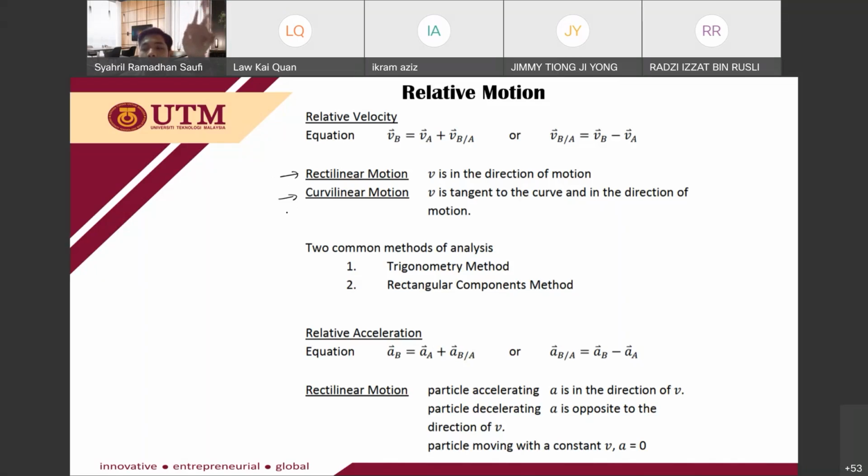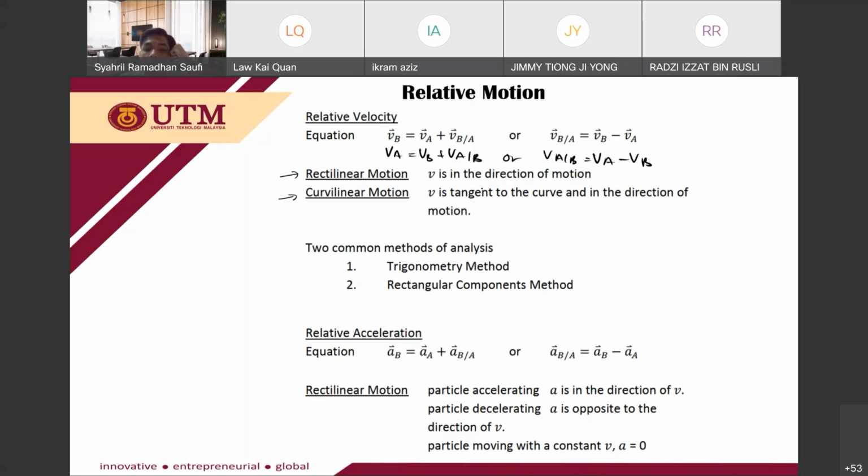So you need to do the analysis of each particle with respect to its motion. For rectilinear motion, what would be the analysis? For curvilinear motion, what would be the analysis? So you have this kind of equation, relative velocity. VB is equal to VA plus VB stroke A, or VA is equal to VB plus VA stroke B, or VA stroke B is equal to VA minus VB.